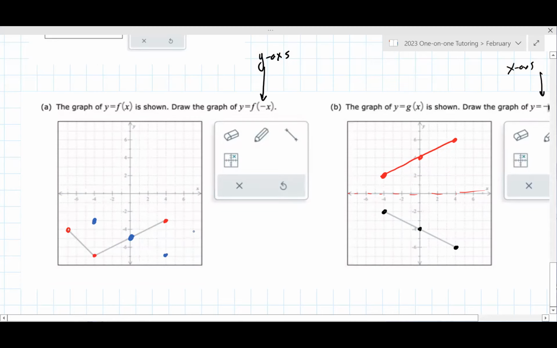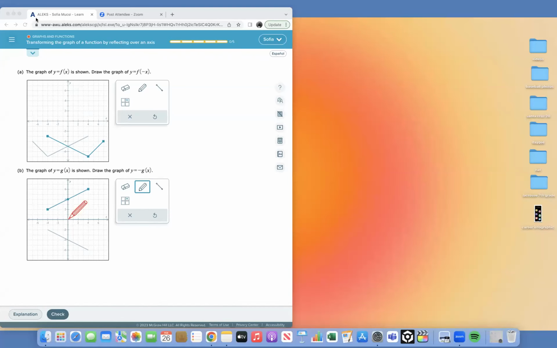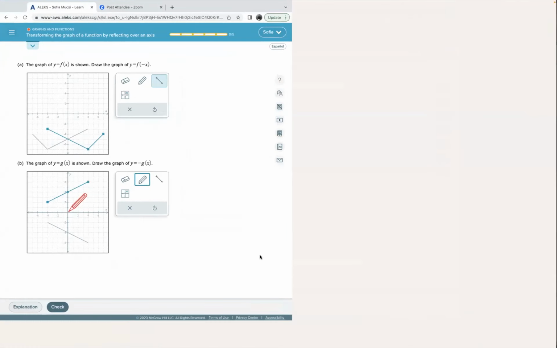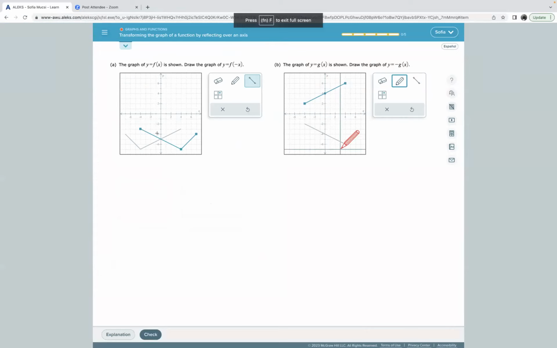1, 2, 3, 4. 1, 2, 3, 4. Okay, and then this last point: 1, 2, 3, 4, 5, 6, 7. Okay, that should work. I'll just share my screen again. I think that looks correct. Yep, that looks good to me, as far as the eye can tell.